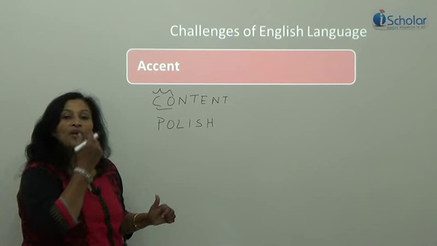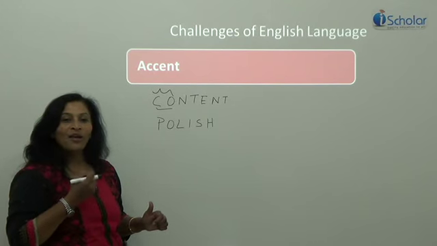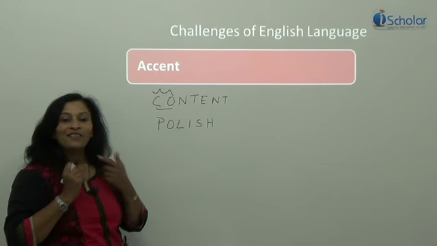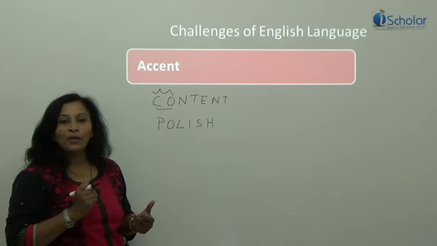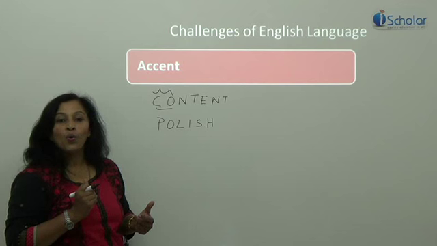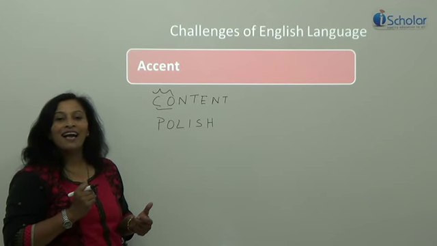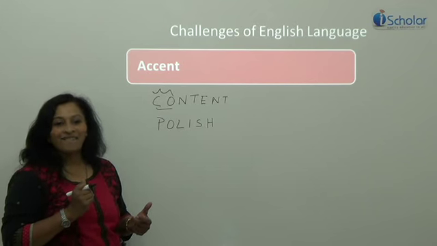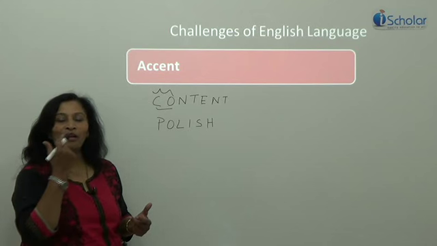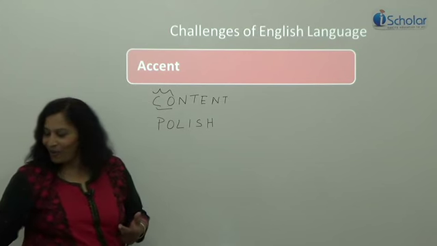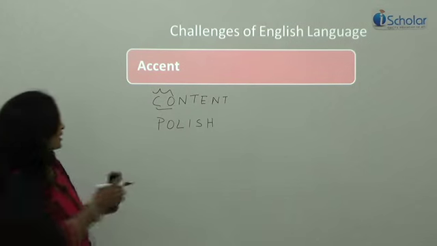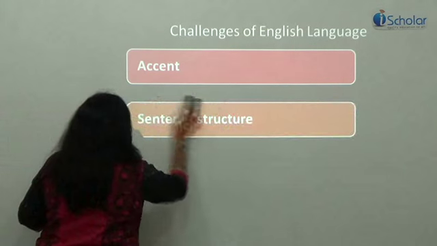The way we round our O, the way we round our E, to what extent we bite our V and kiss our W's, you know, watch, when, where, not watch, when, where. It makes a lot of impact on our sounds. The way in which we place our tongue, all these things impact it. So this is one of the challenges of English language.